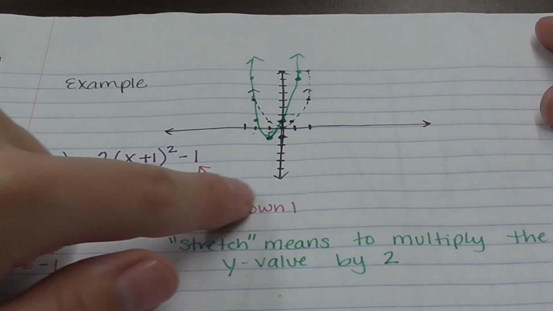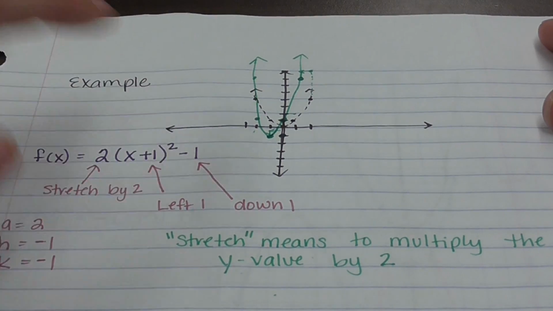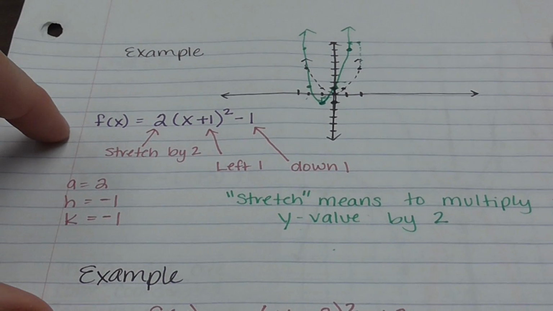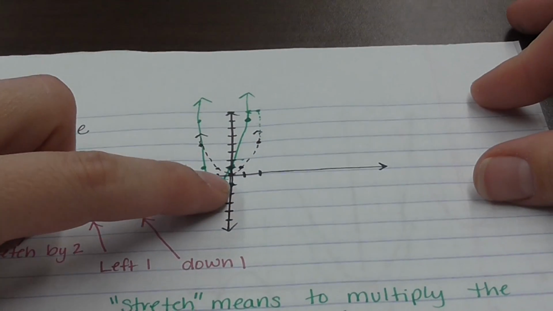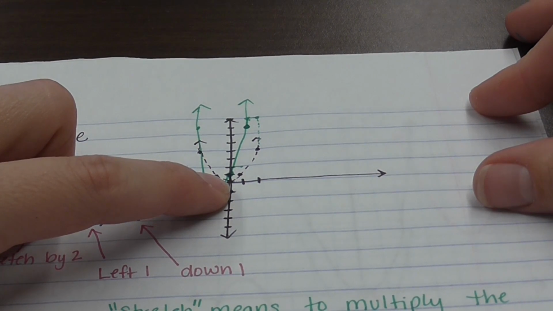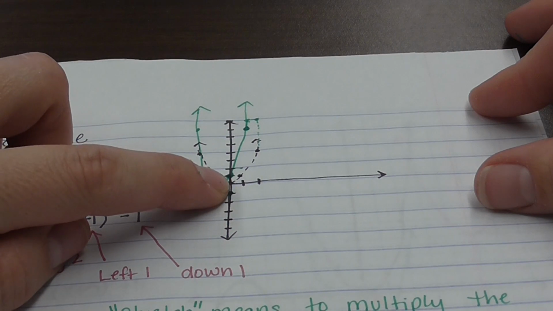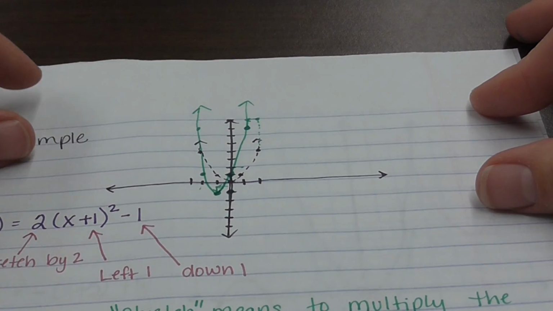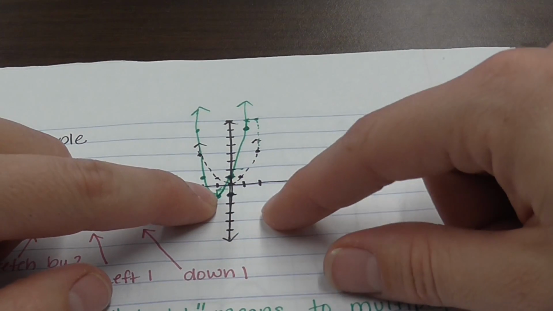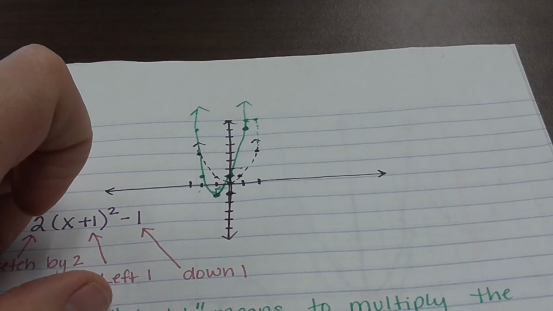This is what we would write if I asked you to describe the transformations: stretch by 2, left 1, down 1. Stretch means I multiply the y value by 2. And then I wrote those here. So if I take a look, I started at 0, 0. So the y value is 0, so I don't change it. That's the stretching part. I multiply y by 2, it's 0, so it stays right there. Once I've changed it to 0, I move it down 1 and to the left 1, and my new vertex is right here.